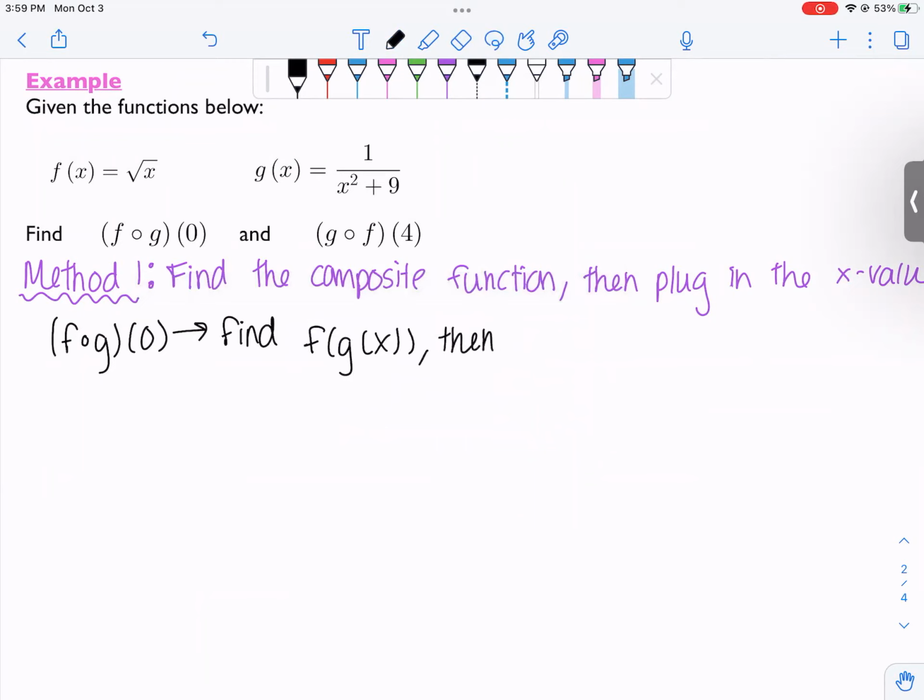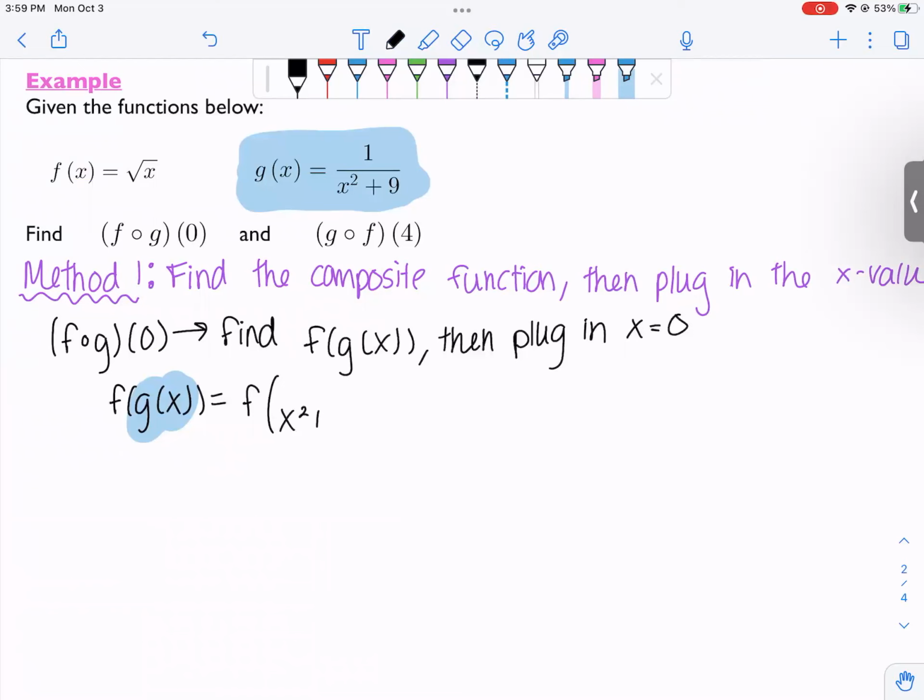Then we'd plug in x equals 0. So I'm looking at finding f of g of x. g of x is 1 over x squared plus 9. So that's what I'm replacing on the inside. This is f of, boom, 1 over x squared plus 9.